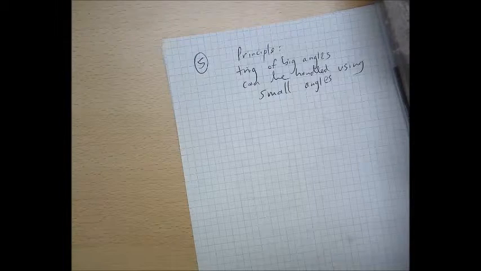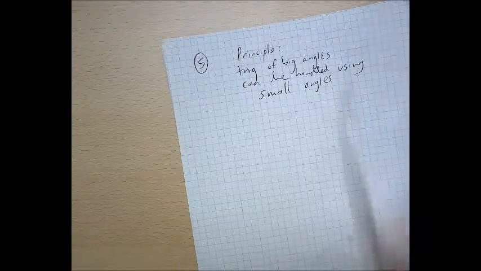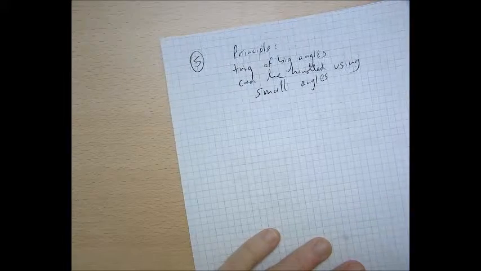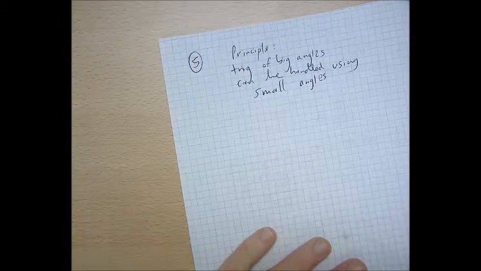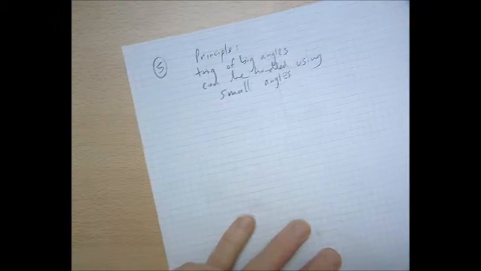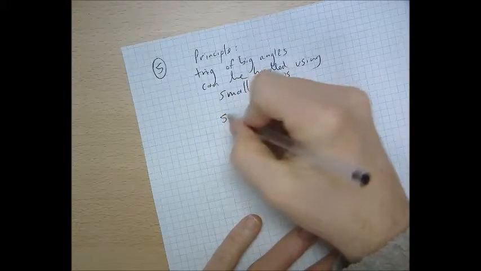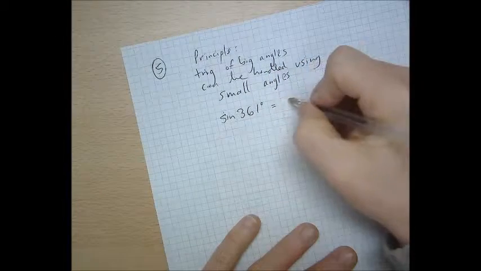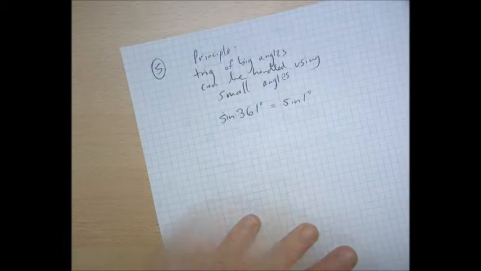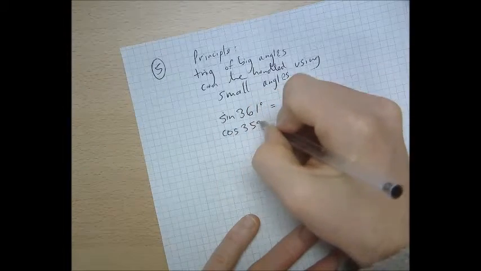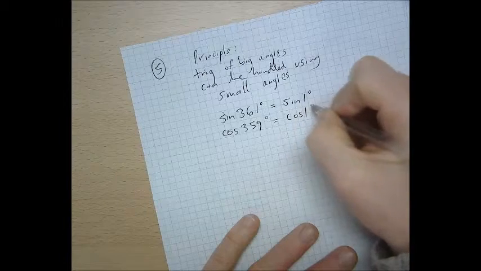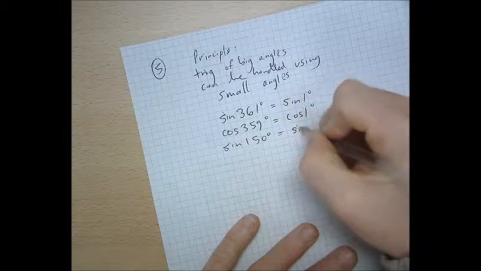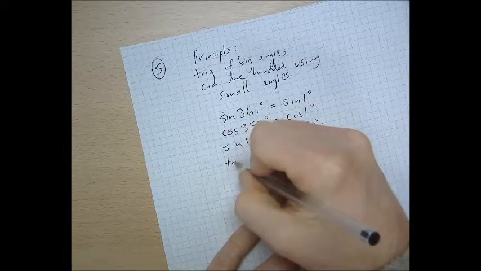I'm going to give you a whole bunch of examples. You're not supposed to know how I'm getting these yet. They're just supposed to be illustrations of how trigonometry about big angles becomes trigonometry about small angles. So if I was dealing with sine of 361, I would instead do sine of 1. If I was dealing with cos of 359, I would instead do cos of 1. If I was doing sine of 150, I would instead do sine of 30. And if I was doing tan of 200, I would instead do tan of 20.